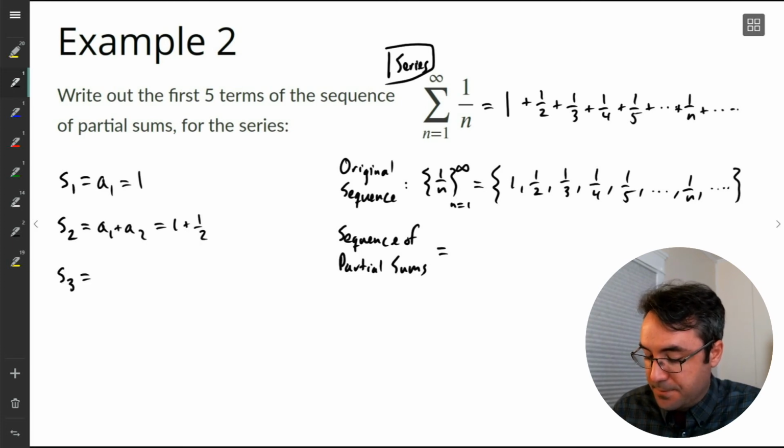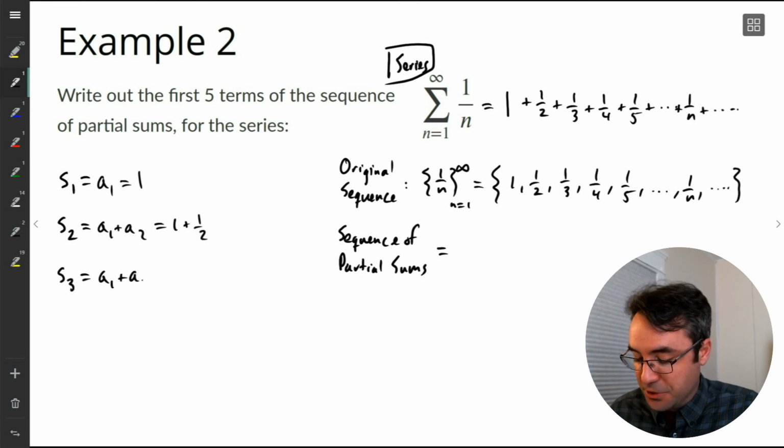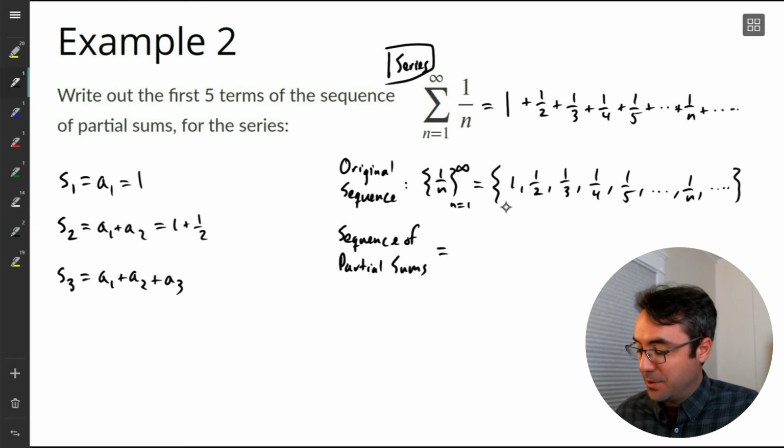S3. What's S3? Well, we take the first 3 terms. A1 plus A2 plus A3. We add up the first 3 terms. So what do we get? 1 plus 1/2 plus 1/3.